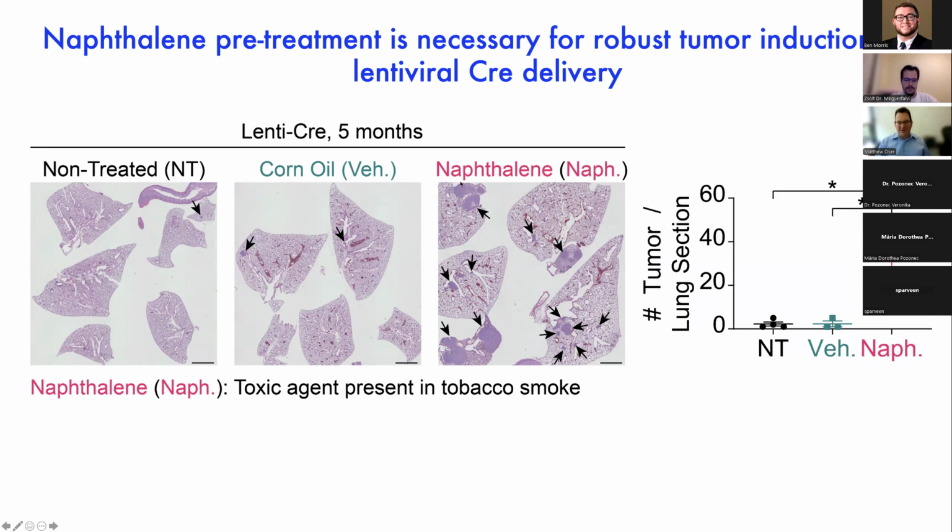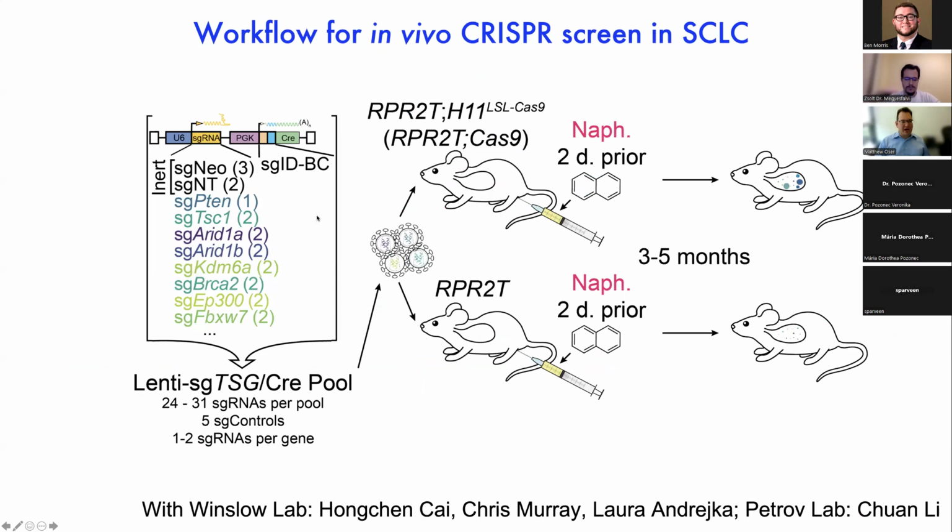But the Sage lab found that pre-treating these mice with naphthalene, which is really the ingredient in mothballs, also present in tobacco smoke, creates this injury and really allows for tumors to form with lentivirus. And in this model, tumors were forming after about 5 months. And so what the Sage lab did is they introduced a whole small guide RNA library. So this is really mostly focused on candidate tumor suppressor genes in small cell lung cancer.